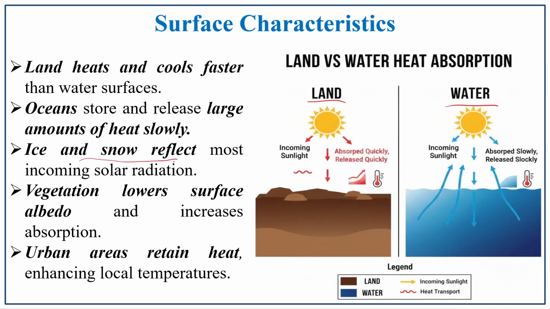The ice and snow have high reflectivity, that is the albedo effect, and vegetation has lower albedo. So each and every surface has its own different albedo effect. Different surfaces, land masses and water masses, have been discussed here. And urban areas retain heat and enhance the local temperature. So there are regional surface differences in heating and distributing the received heat, and because of that the effect differs across various surfaces.